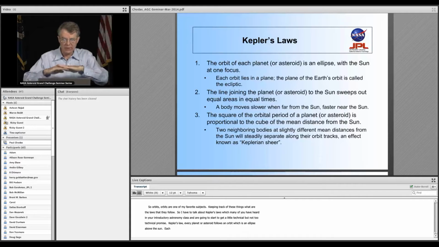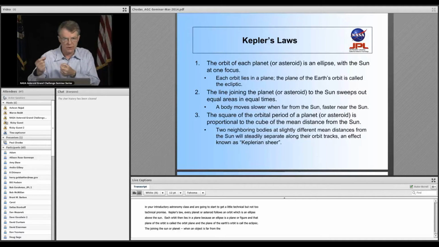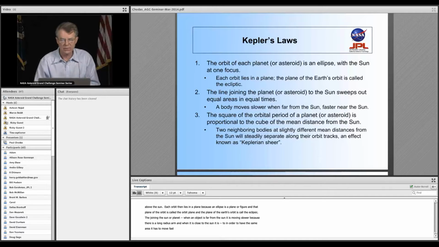Each orbit then lies in a plane because an ellipse is a planar figure, and the plane of the orbit is called the orbit plane. The plane of the Earth's orbit, which is just another object orbiting the sun, is called the ecliptic. The line joining the sun and the planet sweeps out equal areas of that ellipse in equal times. The implication of that is that when an object is far from the sun, it's moving slower because there's a long radius arm, and when it's close to the sun, in order to have the same area, it has to move faster if it's to obey this law.